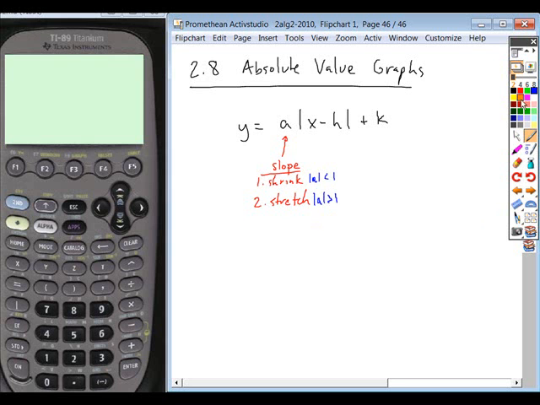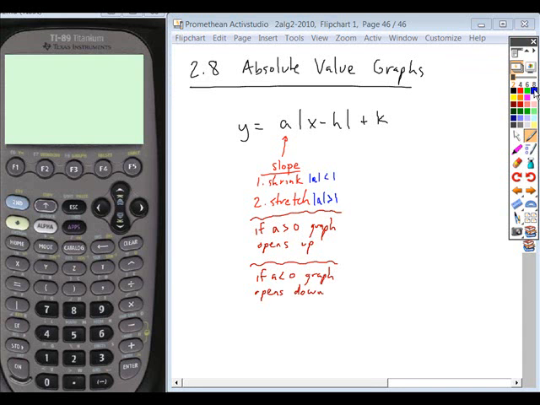Okay, there's one other thing that this a value relates, and that is whether the graph opens up or down. Okay, if a is positive, then your graph opens up. And if a is negative, then your graph opens down. Right? So that's all the information that is contained based on just the a value.